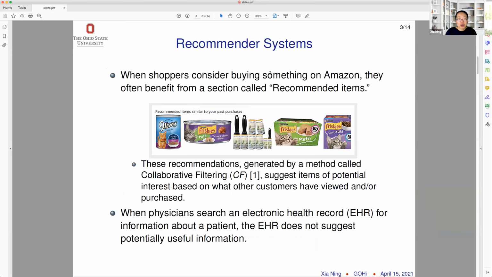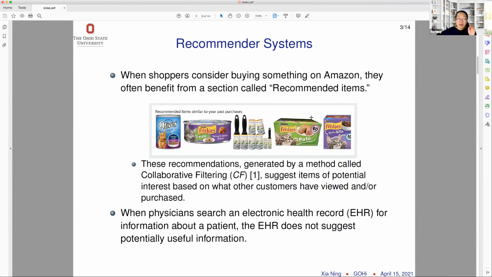Just to give you a quick overview of recommender systems. It sounds very different from what we see in healthcare applications, but actually the ideas are very transferable, and we can leverage the same idea here in electronic medical record data. If you purchase something on Amazon, Amazon will have a section called recommended items, similar to what you purchased. This is the list of items that Amazon thinks you will very likely purchase later.